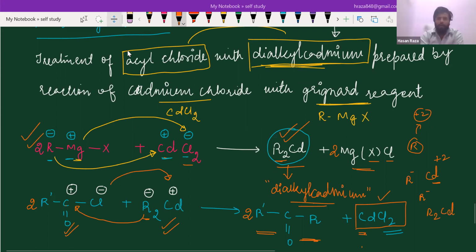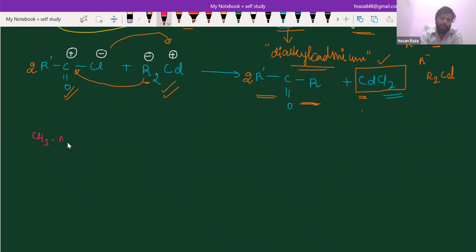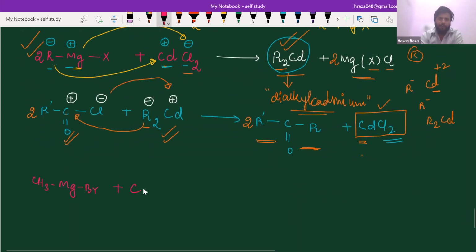Okay, now I am going to give you a question. This is your CH3MgBr, or I'm going to take MgBr, reacting with CdCl2. Then tell me the product. What will be the product that you will get? The main product for this step is R2Cd. So just let me know the name of the product.